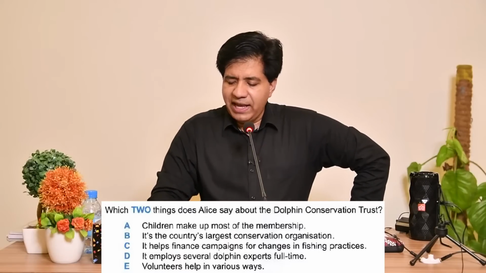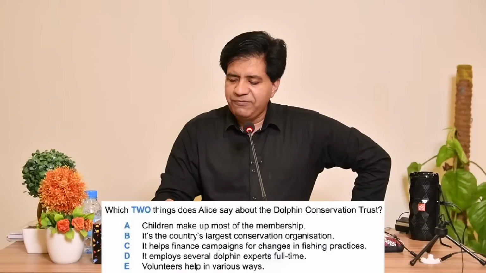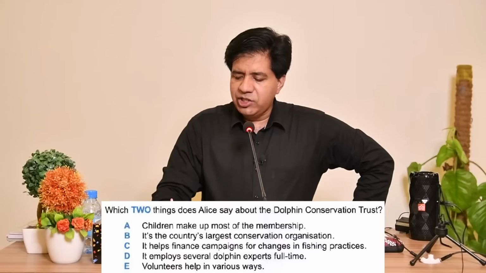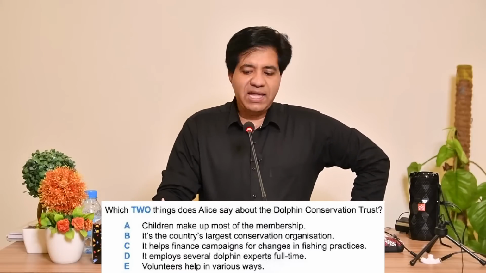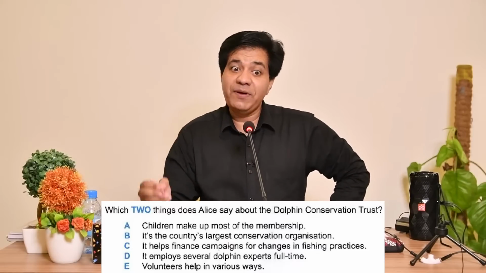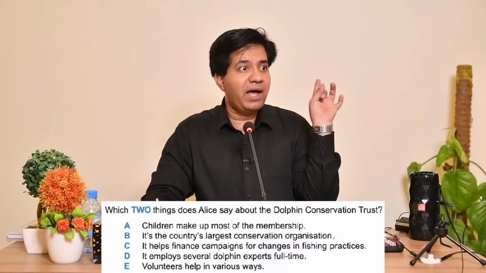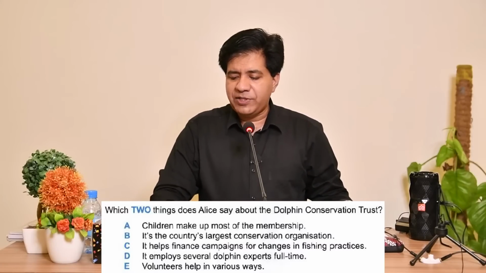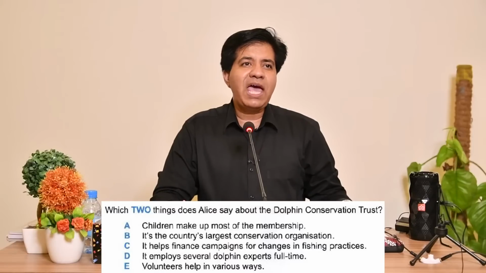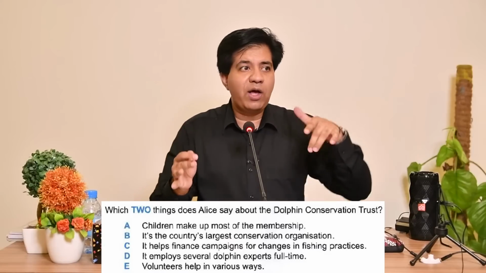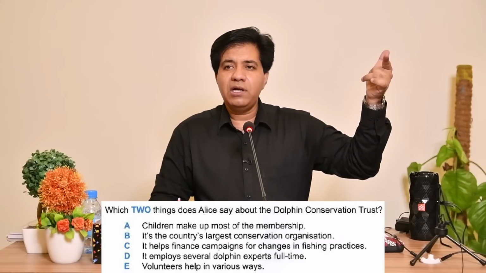It helps finance campaigns for changes in fishing practices. Now please underline finance campaigns and changes in fishing practices. It helps, and what do they mean by it? The Dolphin Conservation Trust. Keep that in mind. Next, it employs several dolphin experts. Now if they say we have employed 1 to 2 dolphin experts, tell me, is 1 to 2 equal to several? No. This is how you need to identify the opposite, or as I call it, the negative.